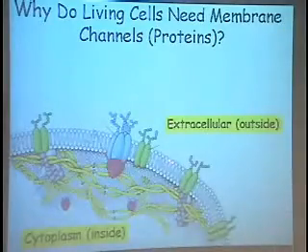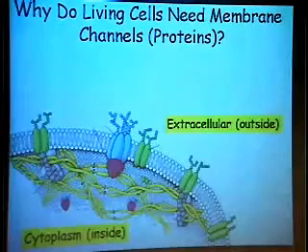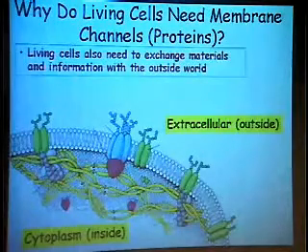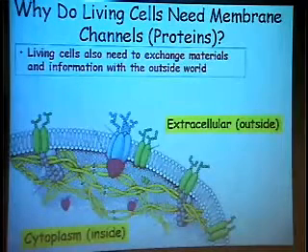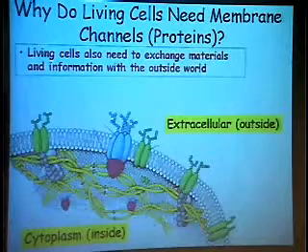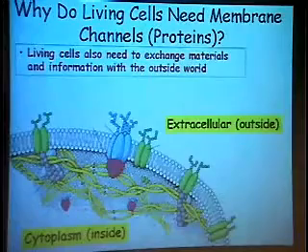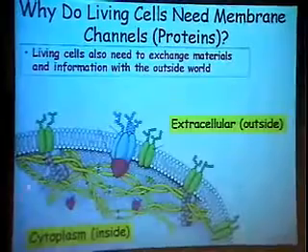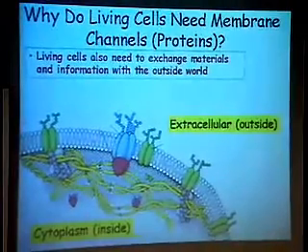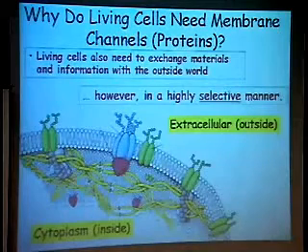Okay, so we know why we need the membrane, but why do we need the membrane channels at the same time? The answer is, of course, clear, because cells still need to communicate with the outside. They still need to be able to transport some of those substances that are basically blocked by a cell membrane. And that's why we need a specific mechanism for those substances to be transported from outside to the inside or in the opposite direction. But of course, it has to be done in a very highly selective manner.